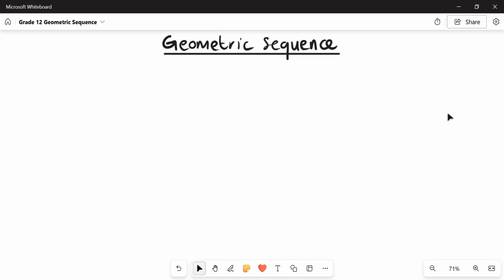So today, guys, I want us to focus on geometric sequence. As we all know, in our previous video, we've already covered the arithmetic sequence. So today we're focusing on geometric sequence. Before we even go further, I want us to break down the general formula of geometric sequence.